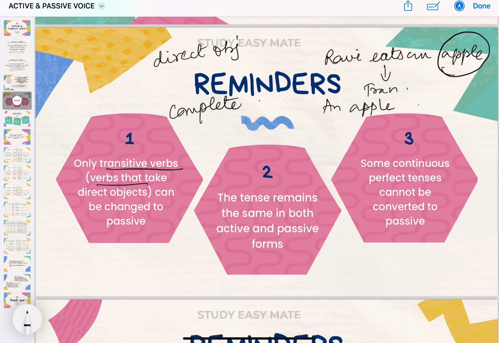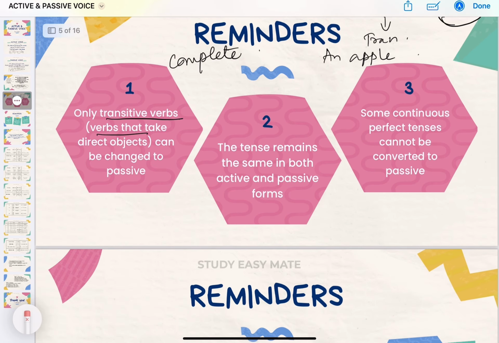Intransitive verbs do not take a direct object. There would be no receiver of the action. For example, she comes, she goes, she sleeps. You cannot make a sentence like that with passive; there's no sense to it and it's quite unnatural. So only transitive verbs that take direct objects can be changed to passive. This is the first thing you'll have to remember.